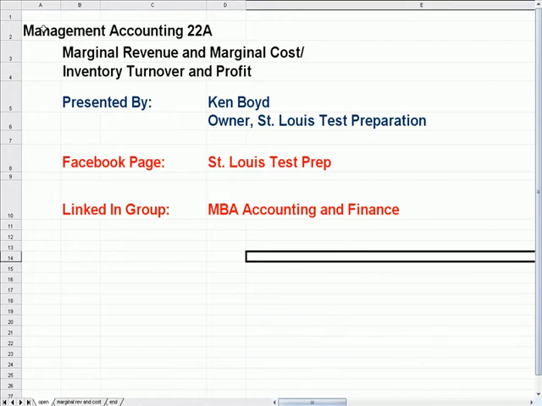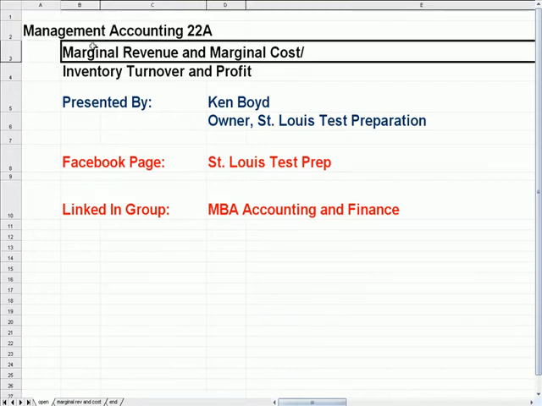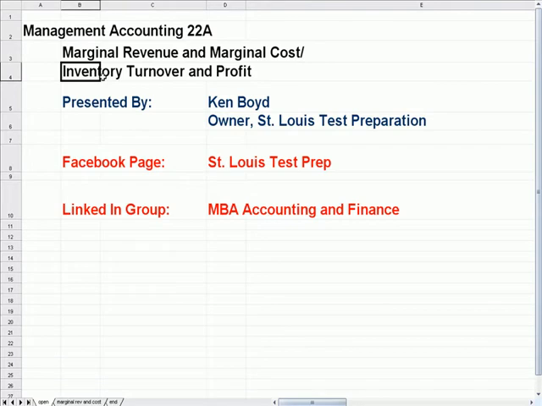Management Accounting 22A, Marginal Revenue and Marginal Cost, Inventory Turnover and Profit.